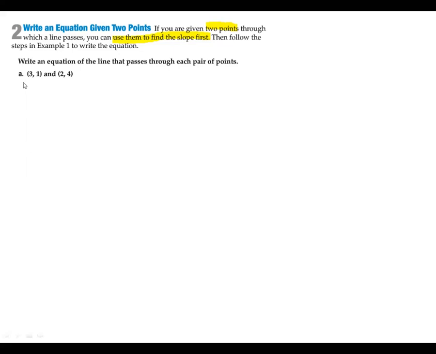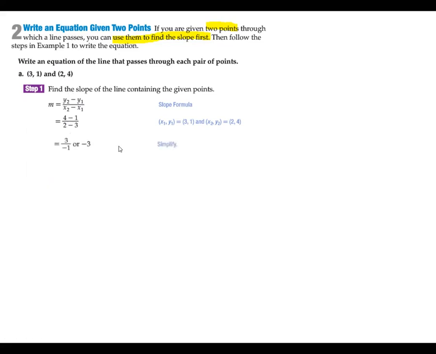We'll do 2 examples. So (3, 1) and (2, 4). First you find the slope. Remember, the slope formula is y2 minus y1 divided by x2 minus x1. Your x1 and y1 are the x and y from your first point, and your x2 and y2 are the x and y from your second point. So you plug those in, and you get (4 minus 1) over (2 minus 3), which is 3 over negative 1, which simplifies to negative 3.